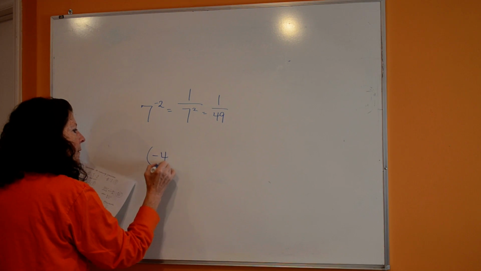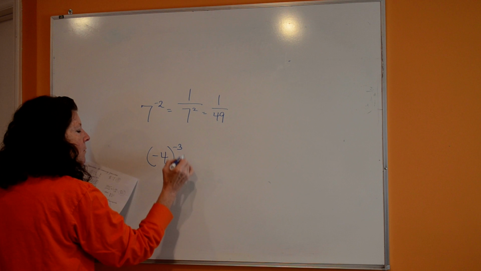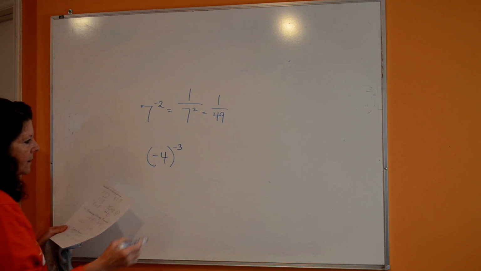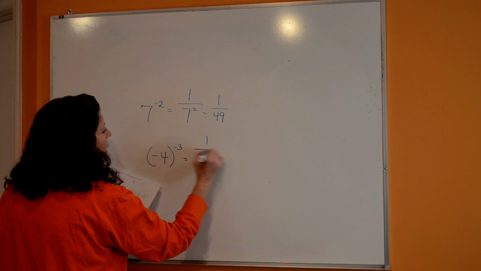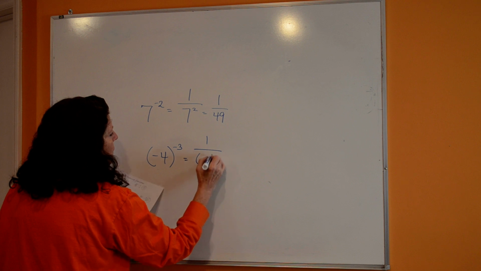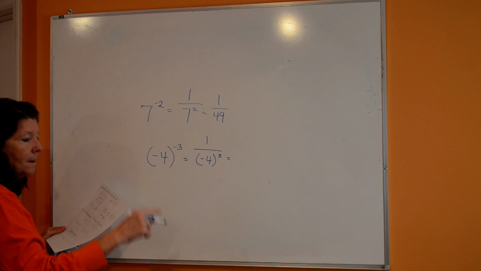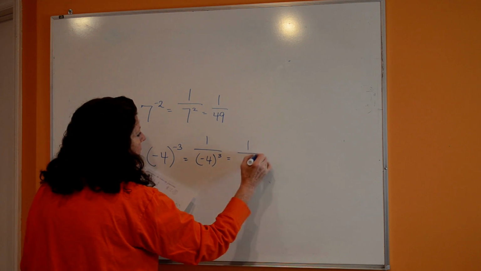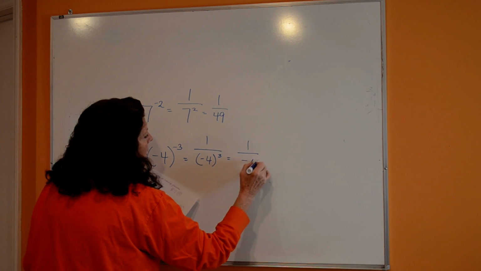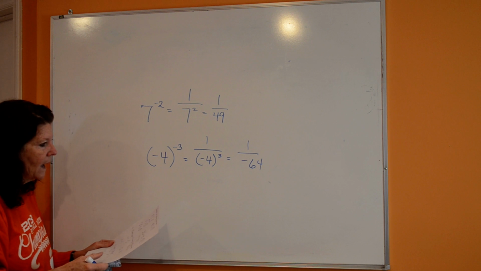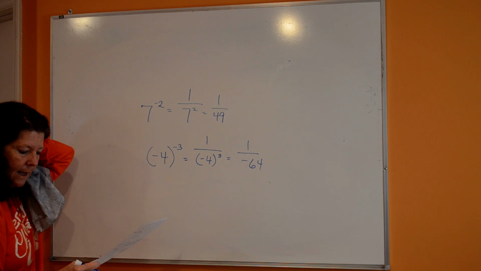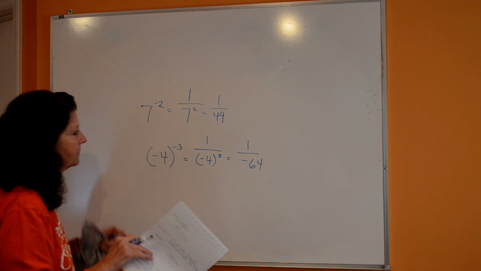If you have a parenthesis, you need to keep the parenthesis. So this is 1 over negative 4 to the third power, or negative 4 times negative 4 times negative 4, or negative 64. So I have 1 over negative 64.